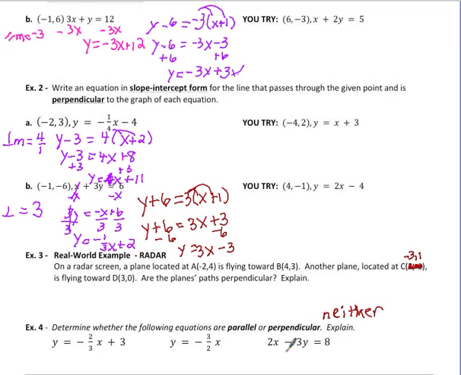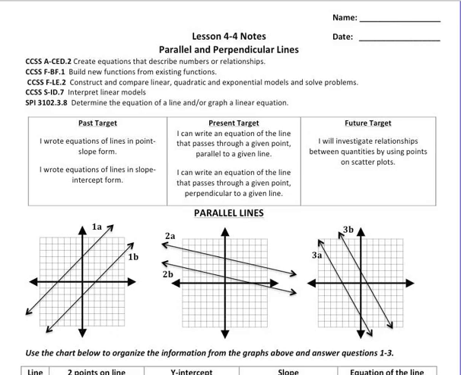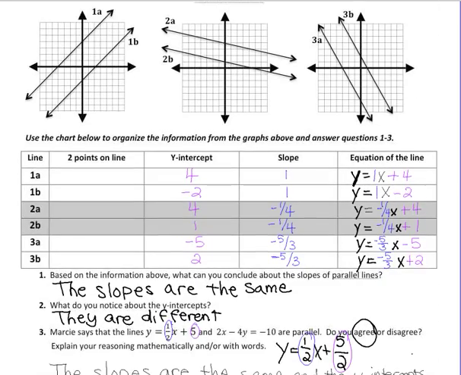If you find ones that are opposite reciprocals, you know those two lines would be perpendicular. If you see two that have the same slope, then you know that they will be parallel. Okay, very quickly, I want to go back over the first 2 pages for those of you that have not gone through that yet. If you'll see, the chart is kind of filled out for you.